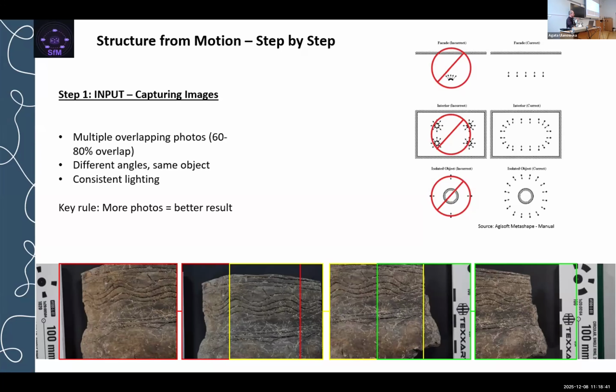They have to be sharp, because if you have blurry areas on your photographs, the software will have problem to reconstruct the geometry. So they should be very, very sharp. We can see the overlapping area of photos shown on the bottom of our slide.